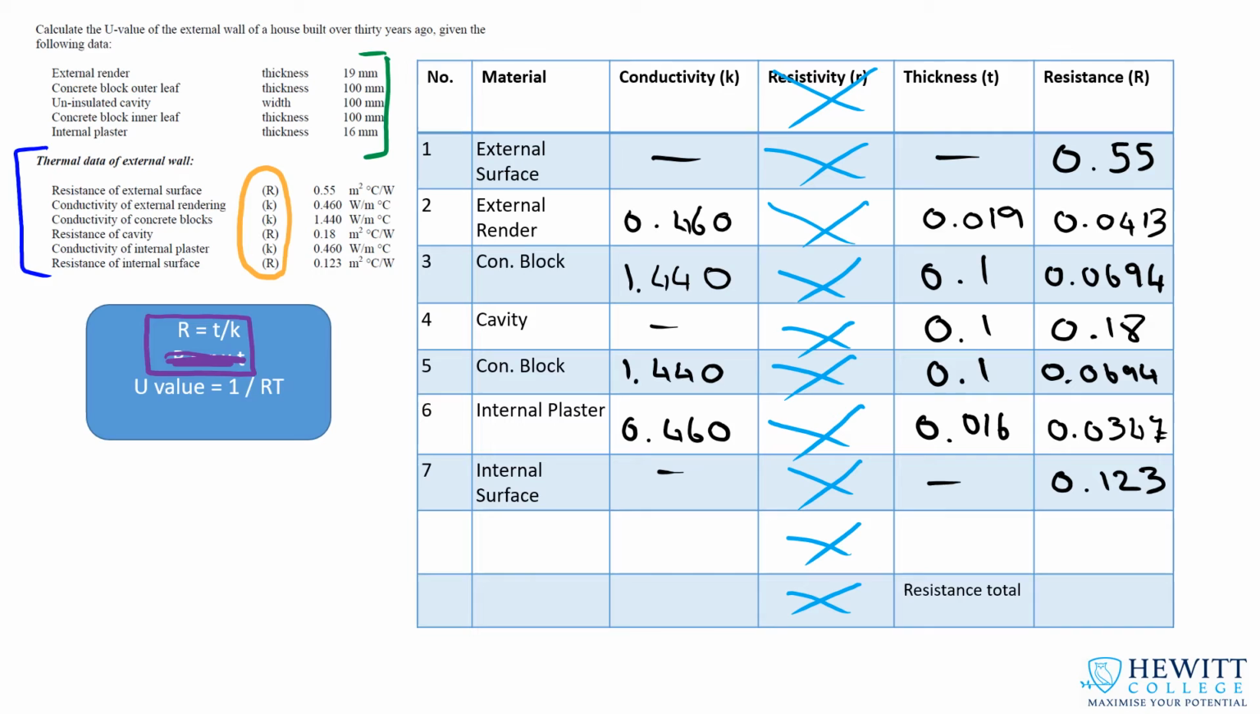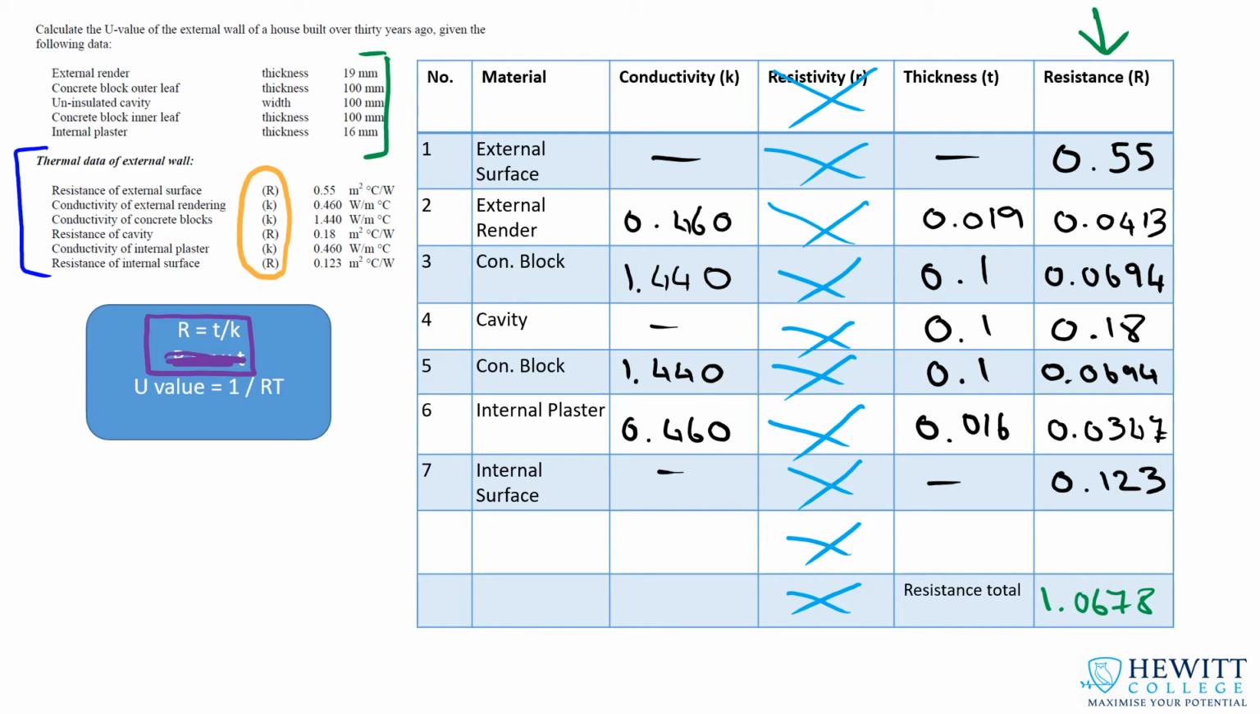Okay, so be very, very careful now adding up the resistance total. That's the next step now. Everything in the resistance column needs to be added up together. Be very, very careful doing this, because this is where a lot of people go wrong. If we add them all up together, we will get a total resistance of 1.0678.